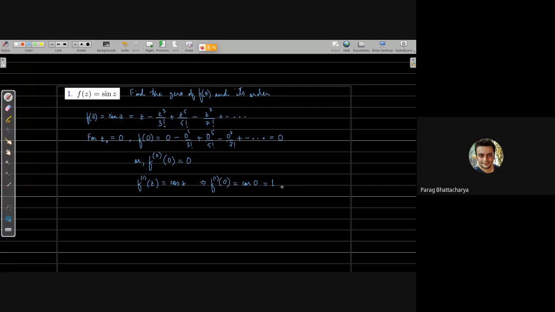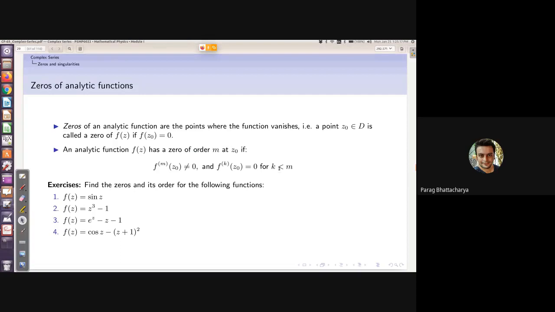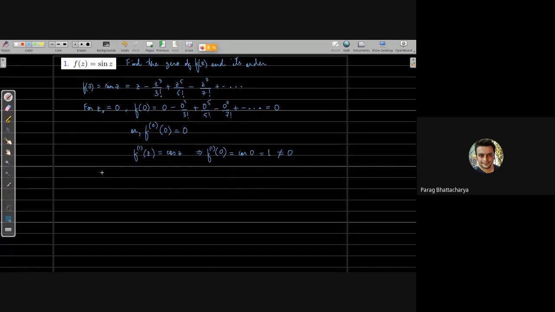If you look at the definition, what is the order m? For k less than m, if the kth derivative at the point is zero, and for the mth derivative it is non-zero, then m is the order. Another way of writing the same thing: f0 at z0 equals 0, this value is 0. f1 at z0 equals 0, this is non-zero. If you take the second derivative onward, it doesn't matter. That's it, this is where you have to stop.